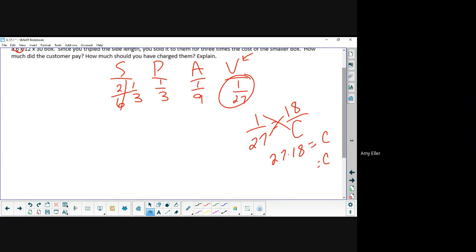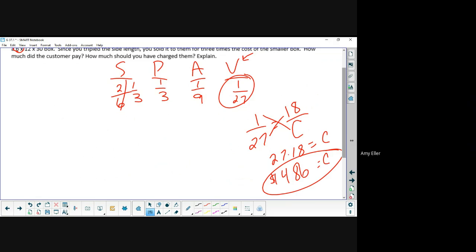Connor, what'd you get? What was your original one on your paper from earlier? 486. I thought so. Are we getting 27 times 18 is 486? No. That's how much you should charge them.